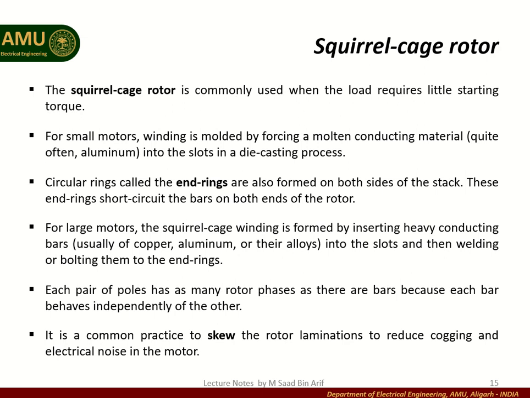First thing is how we are going to decide where we use a squirrel cage type of rotor or wound type of rotor. Usually a squirrel cage type of rotor is commonly used when the load requirement is little, that is, the load requires a low starting torque.